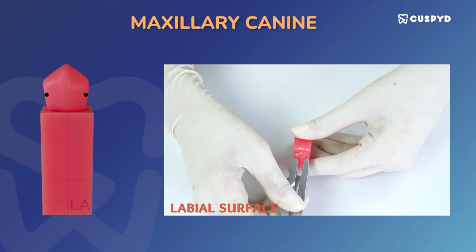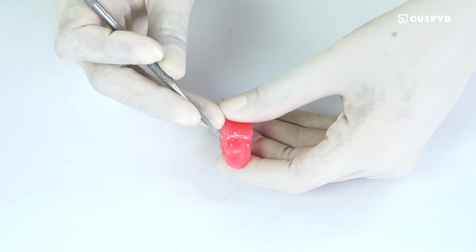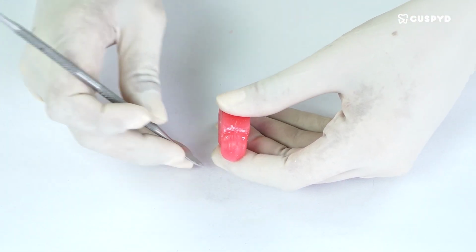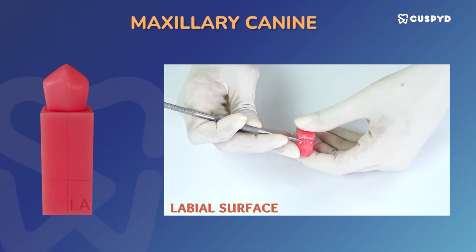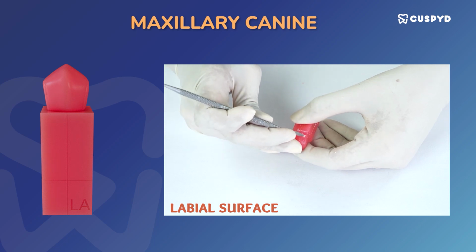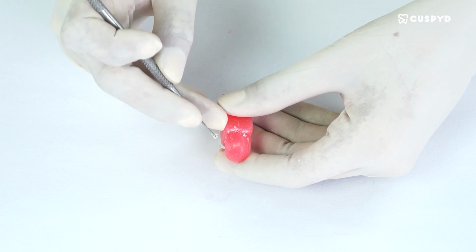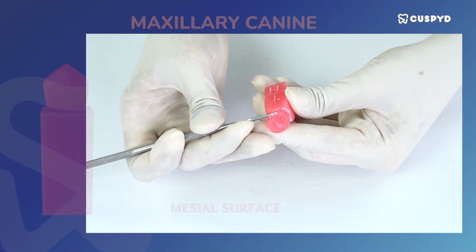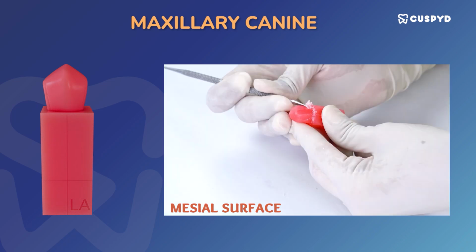Put the divider on either side of the midline and mark 2 points. These 2 points are the dimension mesiodistally. So I will draw a slight line on the carving. All the wax outside these lines has to be removed. So I will start removing the wax on either side of the line.